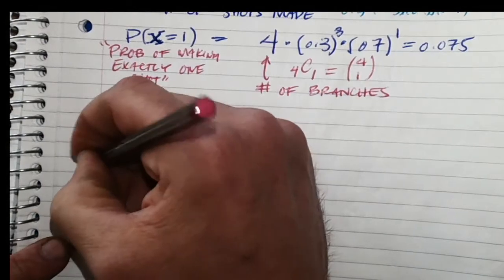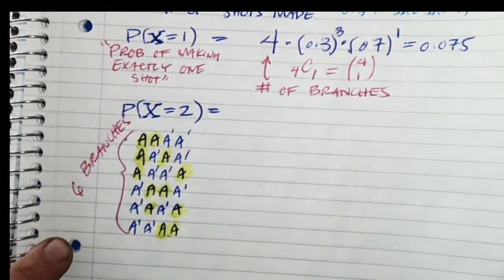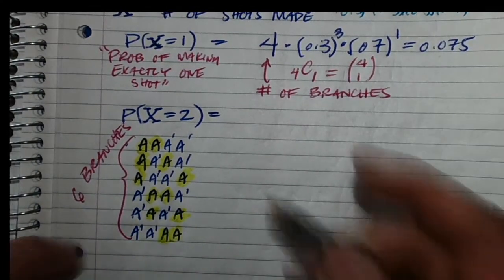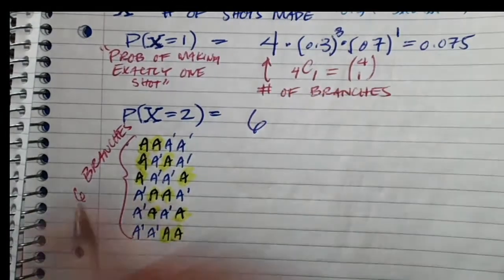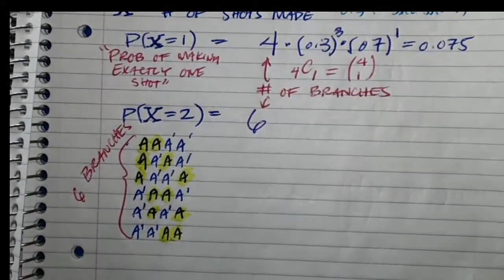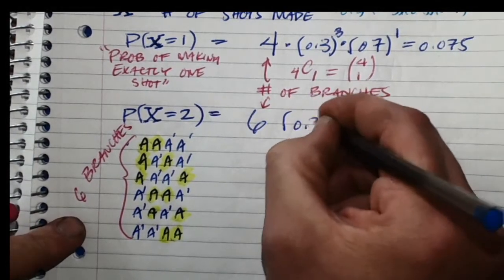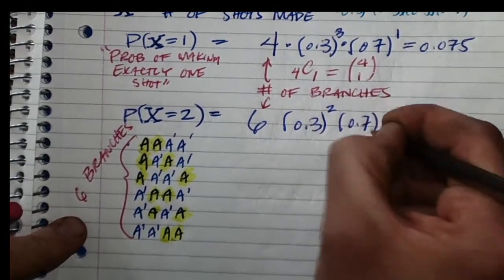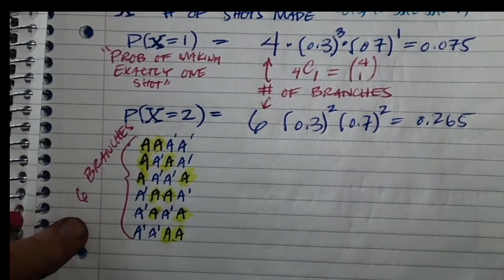Okay, so there will be 6 branches if we found them all in our diagram. And so if we want to calculate this, the number of branches is 6. That's how many combos there are of 2 misses and 2 makes, which, by the way, is about 26%.